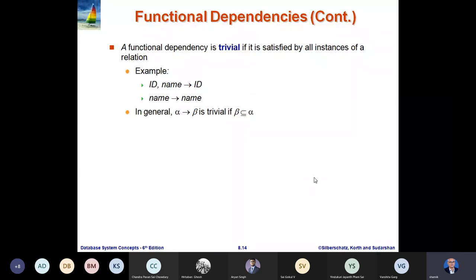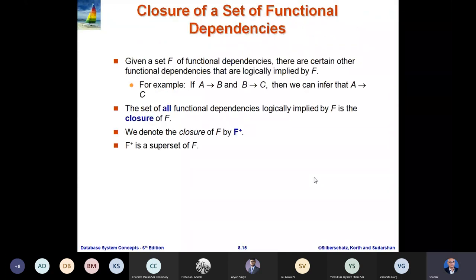Even then we treat these as functional dependencies, because this indeed holds for all legal relations defined on schema R. So we are defining this notion of trivial functional dependencies, and we will see that this notion is actually also used while defining what are good relations. Now, given a set F of FDs, there are certain other FDs that are logically implied by F. So this is important, that we are given a set of functional dependencies F on a legal relation R.